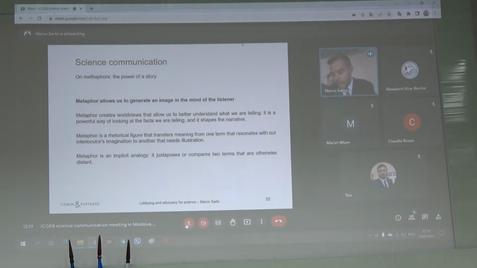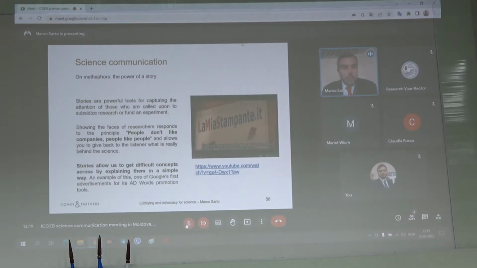Metaphors, like images, are a rhetorical figure that transfers meaning from one term that resonates to another one that needs a kind of illustration. Speaking using metaphors permits, in some way, to use stories to capture the attention of our listeners. And stories, as we all know, are important in all communication, especially in the communication of science, because story responds to the principle of people don't like companies, people like people.